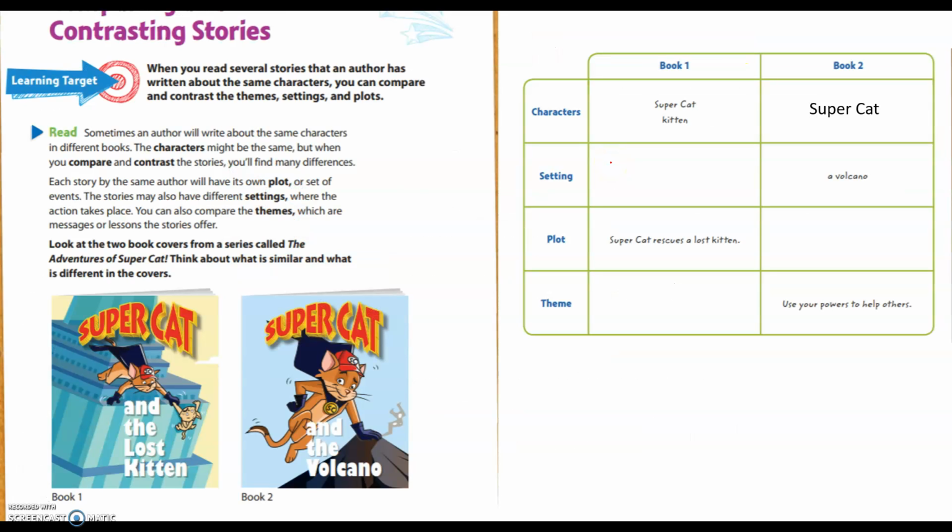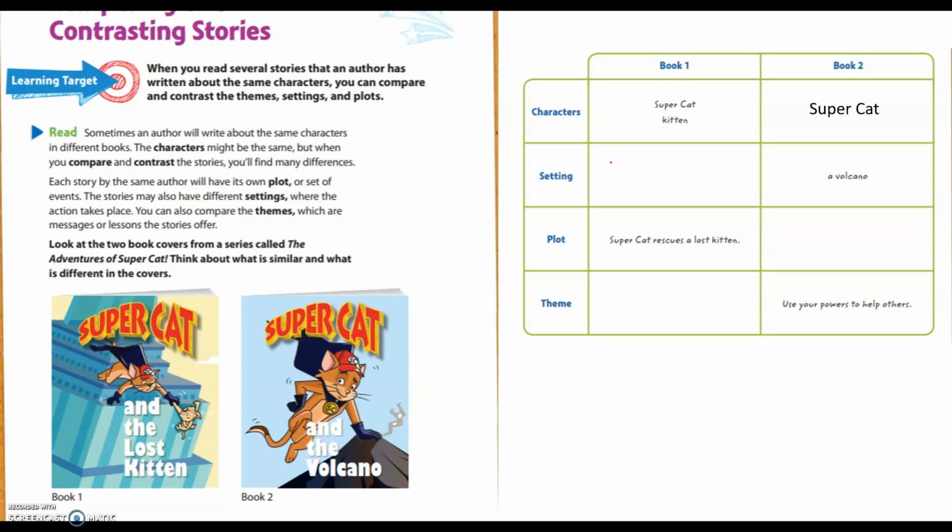So when you read several stories that an author has written about the same characters, you can compare and contrast the themes, setting, and plots. Sometimes an author will write about the same characters in different books. I know a lot of you have read chapter books from a series where you're reading about the same characters, but it's different books, right? The characters might be the same, but when you compare and contrast the stories, you'll find many differences.